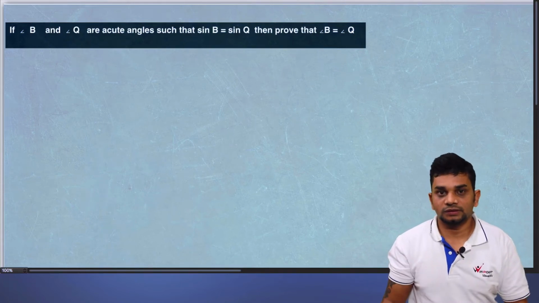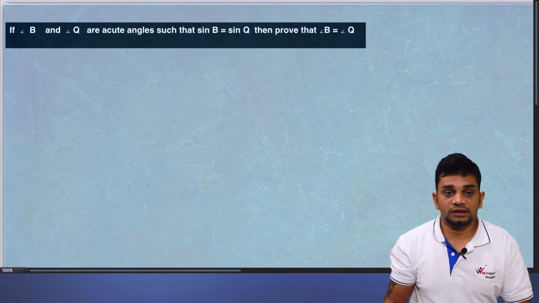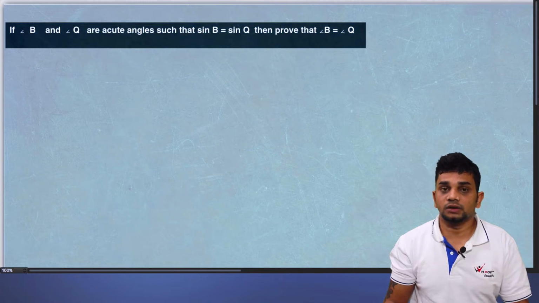Now we are going to discuss some of the numericals related to trigonometric ratios. First question: if angle B and angle Q are acute angles such that sin B equal to sin Q, then prove that angle B equal to angle Q.